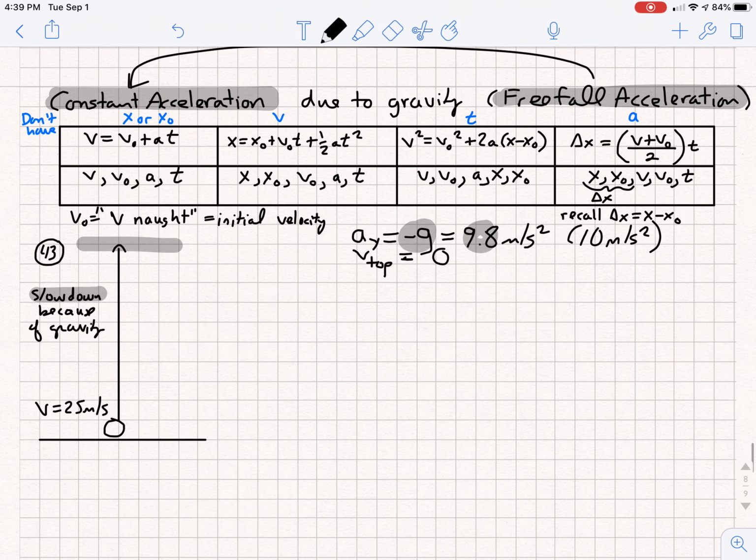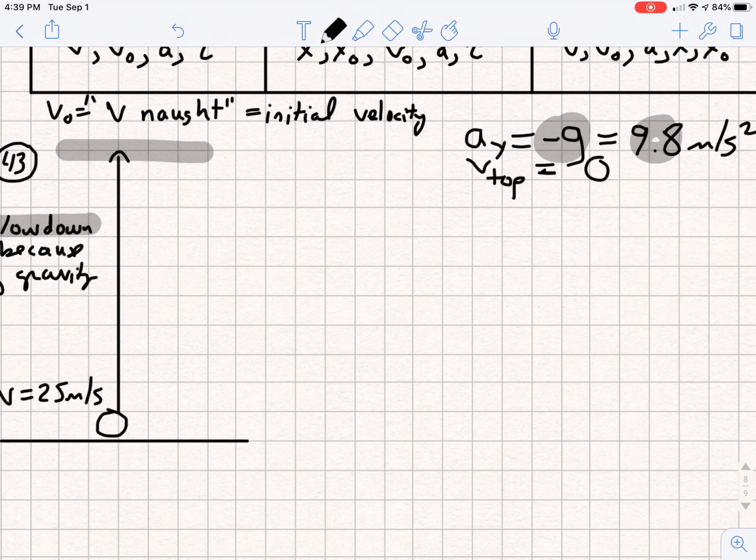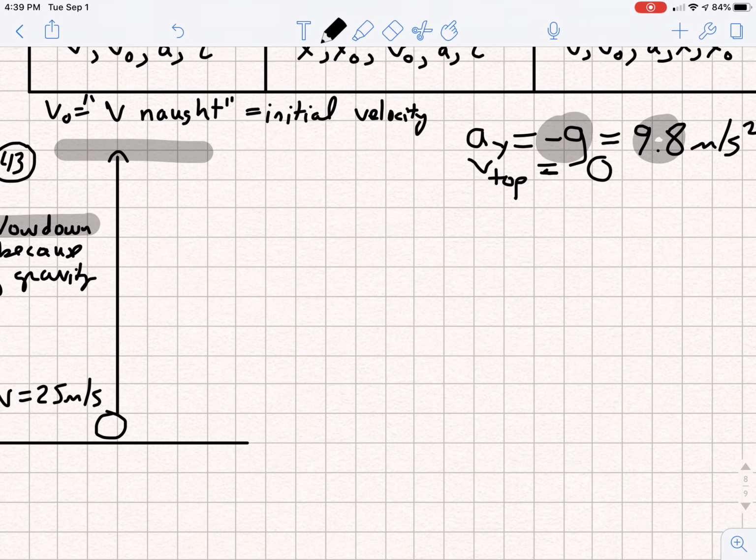Okay, so back to this problem. We have a ball that's being thrown upwards. We determine that the concept is constant acceleration, and as such, we need to list the variables. The variables are, now instead of x and x naught, v, v naught, a, and t, we need to do the following. X now becomes y because we're going in the y direction upwards instead of the x direction horizontally. X naught becomes y naught.